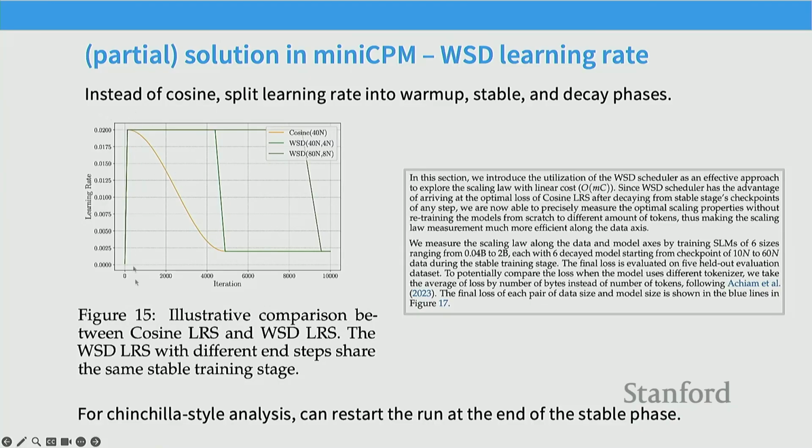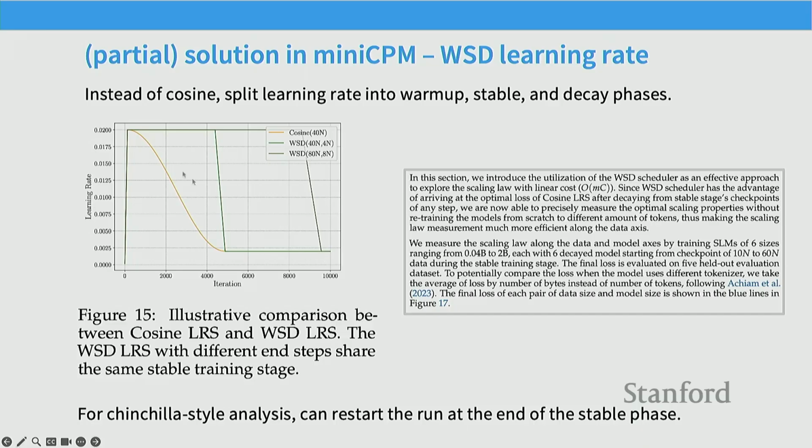So everything past the warm-up can't be reused. Now, if you look at this new WSD, which is basically a trapezoid learning rate, it has 3 phases. It's got a warm-up phase that's the same as a cosine. It's got a stable phase that's flat. And then it's got a decay phase that rapidly cools the model down to its minimum learning rate.